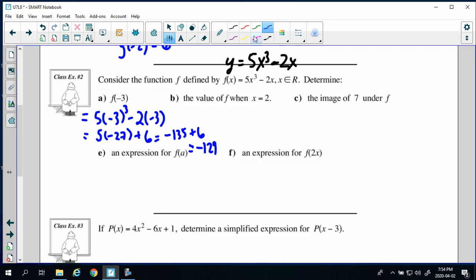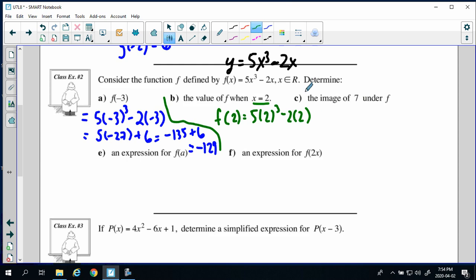But the second question asks us to find the value of f when x equals 2. So they've given us the input, and they want us to figure out what f is. So all you would do is you would plug this in again. So you would plug that in, and you would evaluate that. And I don't have to do that for you. You can figure it out.